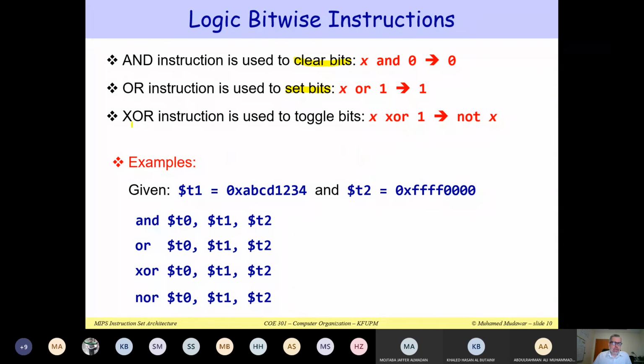You can use the XOR instruction to toggle the bits, because when you take a bit X and you XOR it with 1, you get not X. So you can use the XOR to complement the bits.